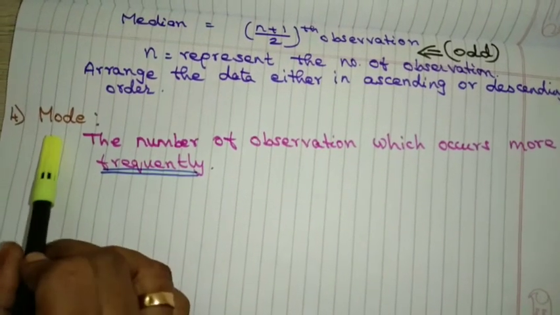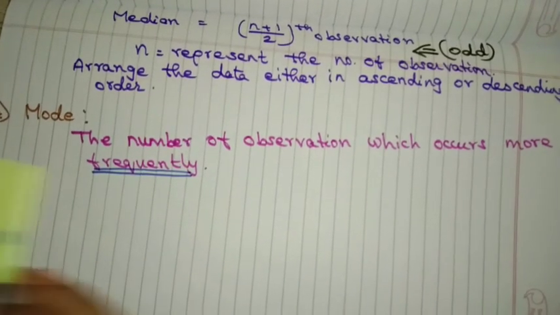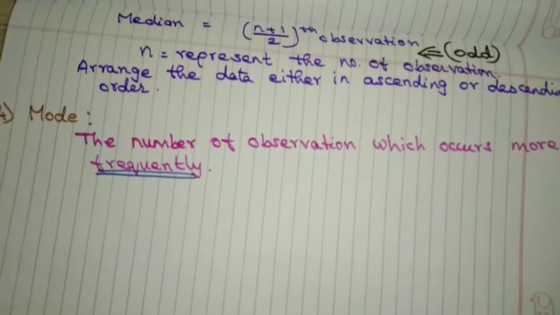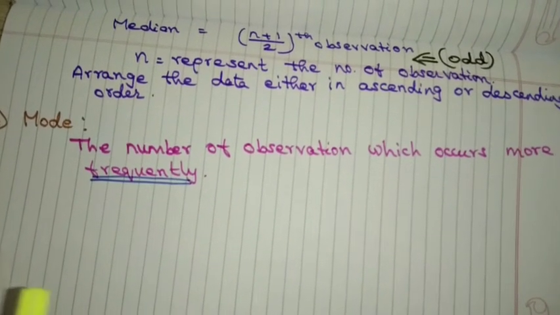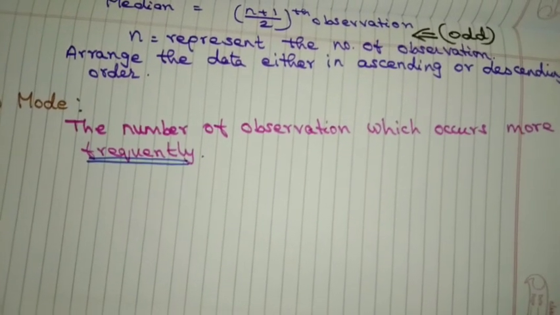Then the next one is mode. The number of observation which occurs more frequently. Certain things you can see, the same marks may be scored by 6 students. So how many times a number gets repeated again and again, that will be your mode.